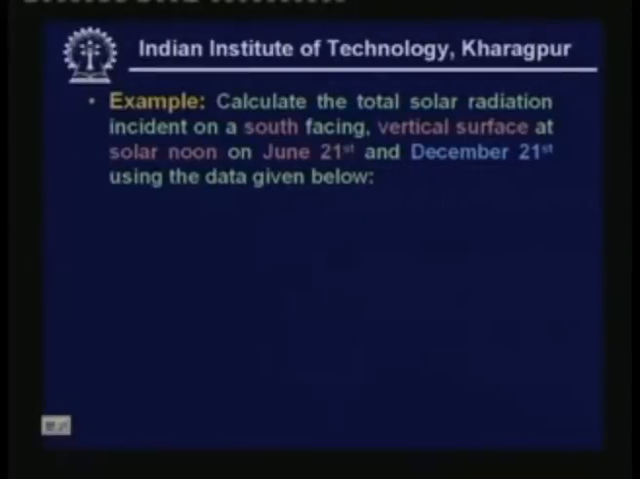Before that, let me just work out an example on calculation of solar radiation on a south facing wall. The example is like this: you have to calculate the total solar radiation incident on a south facing vertical surface at solar noon on June 21st and December 21st using the data given below.